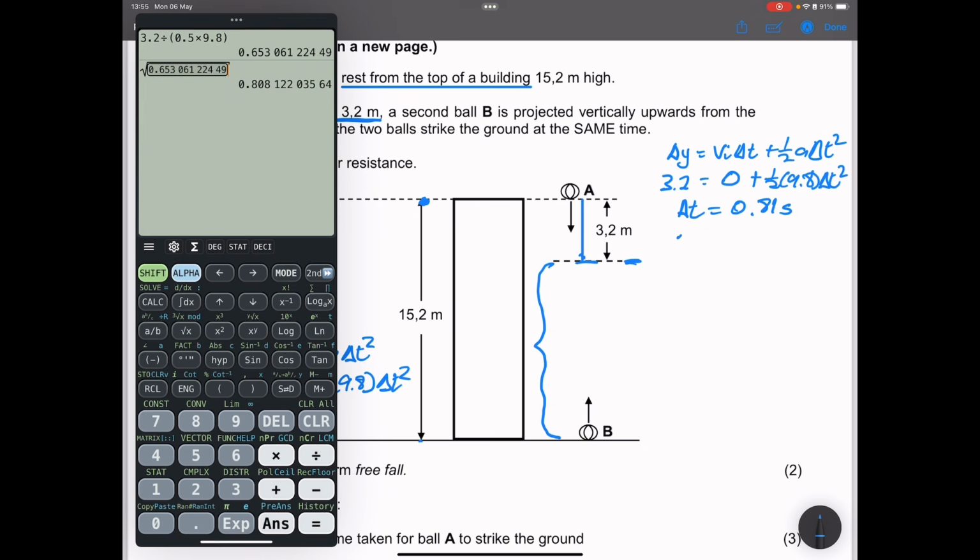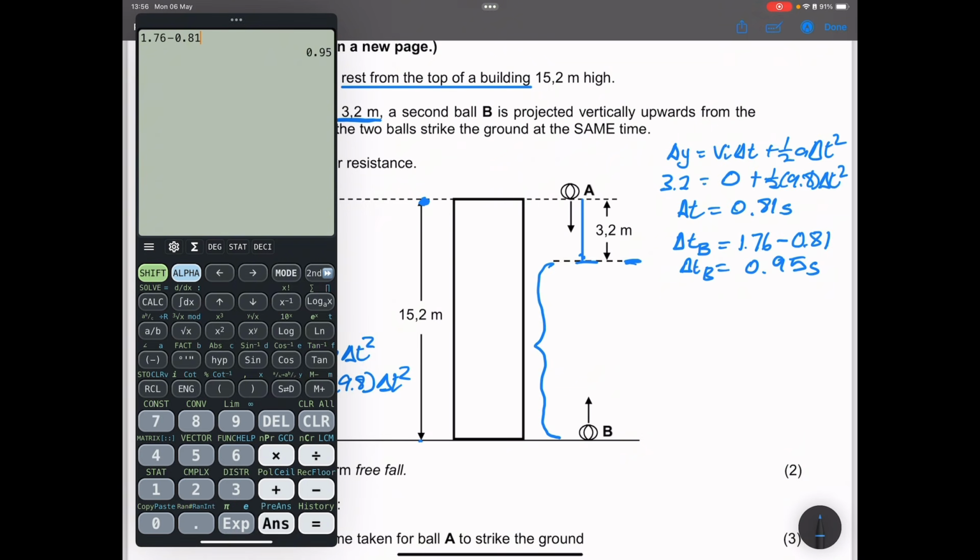So the time that it took B to get from the ground and back to the ground again would be 1.76 minus 0.81. I hope that makes sense. So I'm going to say 1.76 minus 0.81, and that gives us 0.95 seconds. So that's the total time of flight for B.